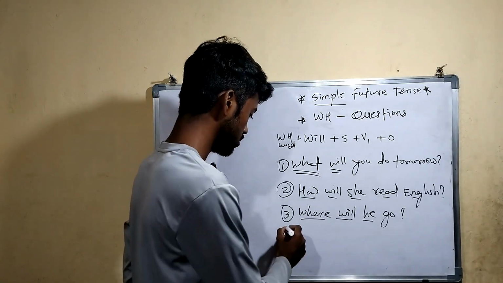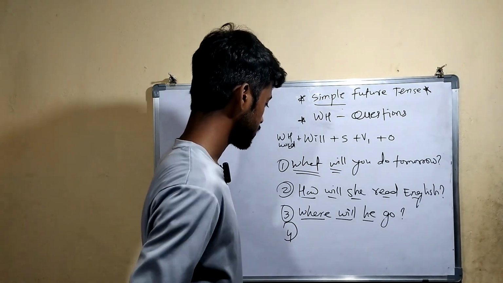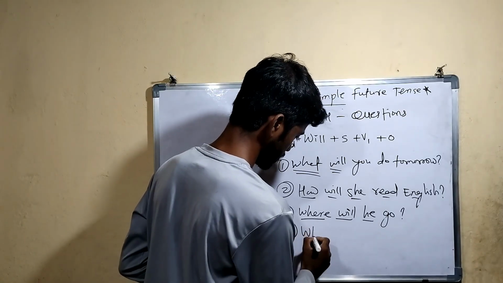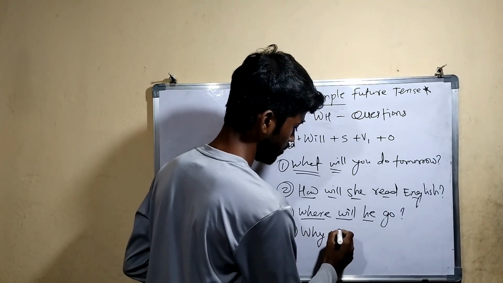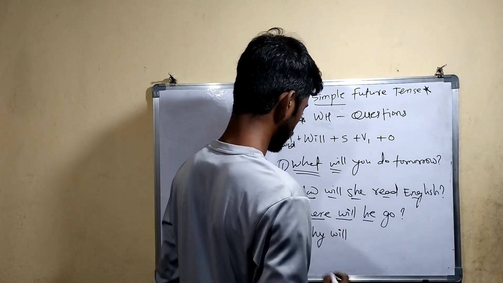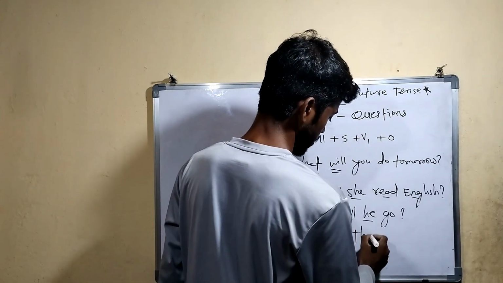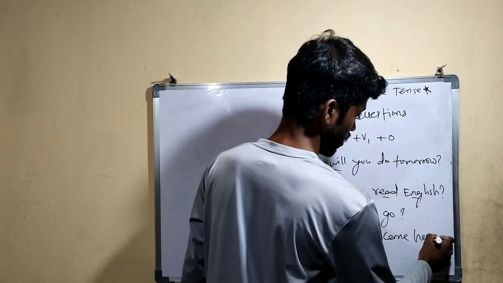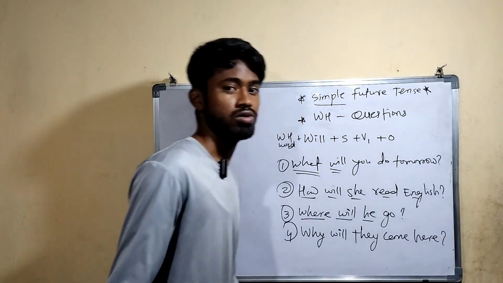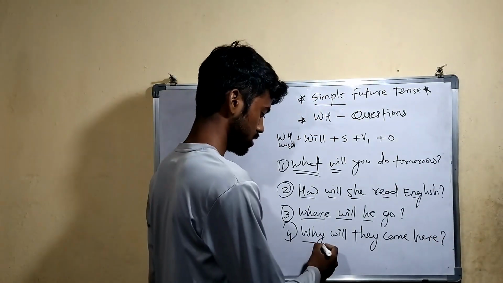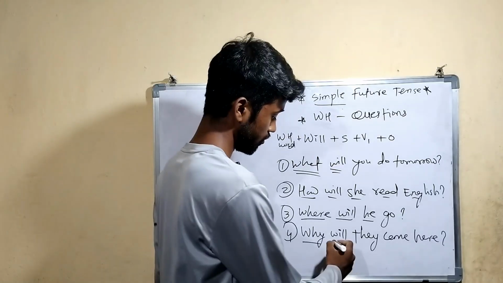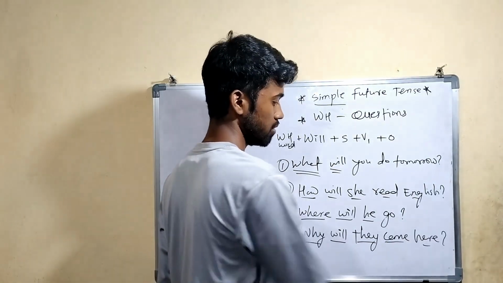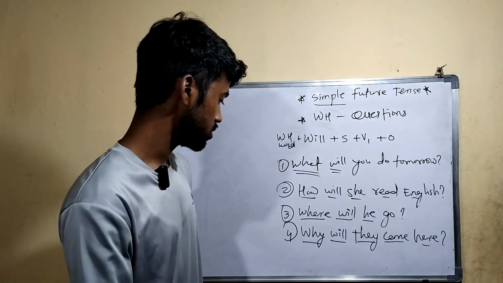Okay. Now take the fourth example. What, how, where, why. Why will she come? Not she. Why will they come here? They come here. Why will they come here? Obvious question, right? So this is WH word followed by helping verb, followed by subject, first form of verb and object. So you understood these examples.